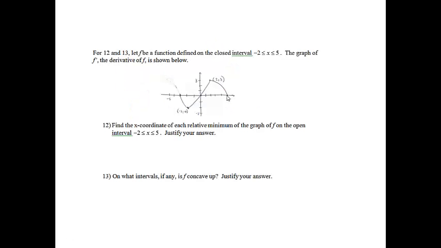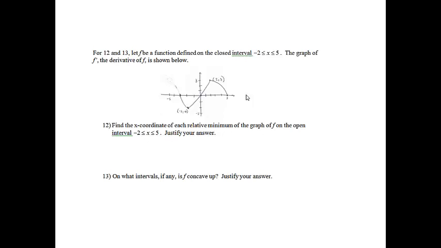Right, number 12 and 13. Let f be a function defined on the closed interval -2 to 5. The graph of f prime, the derivative of f, is shown below. All right, number 12, find the x-coordinate of each relative minimum on the graph of f on the open interval -2 to 5. Justify your answer.